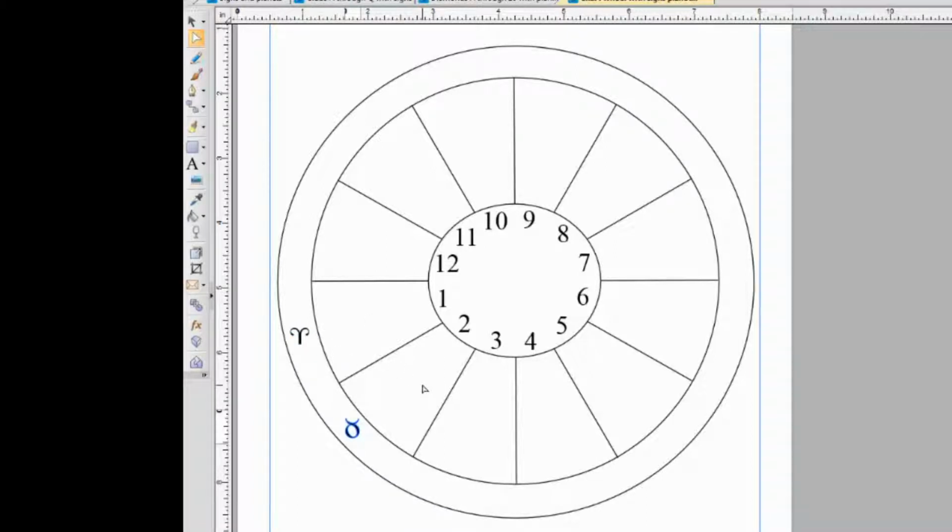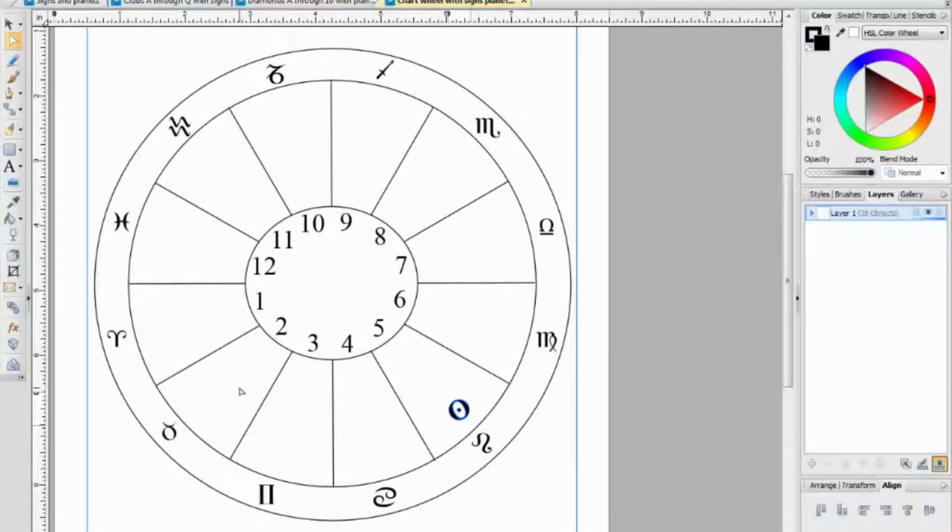The third house corresponds to Gemini. The fourth house to Cancer. The fifth house to Leo. The sixth house Virgo. The seventh house Libra. The eighth house Scorpio. The ninth house Sagittarius. The 10th house Capricorn. The 11th house Aquarius. And the 12th house Pisces. And then we put in the planets.